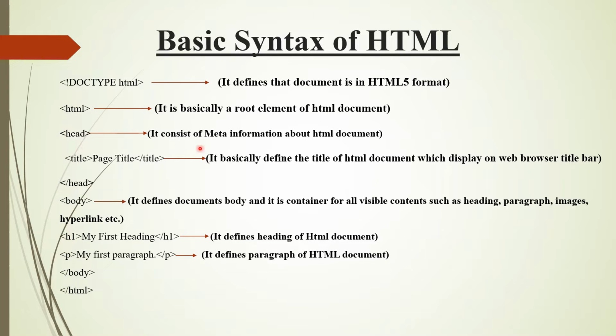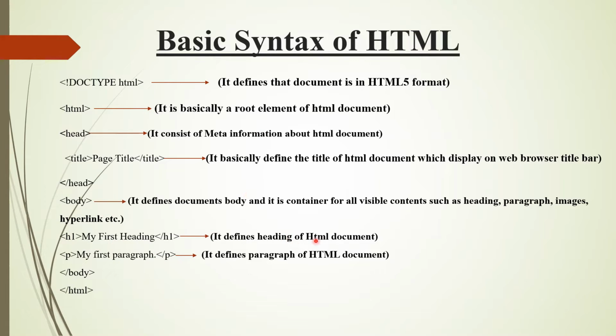The head tag basically consists of the meta information about the HTML document, like the title, like what the particular document's title should be, displayed on the web browser. The title tag basically defines the title of the HTML document, which is displayed on the web browser title bar. The body tag basically defines the document's body, meaning that it contains all the visible content such as headings, paragraphs, images, videos, hyperlinks, etc. These are what the body should contain in an HTML document.